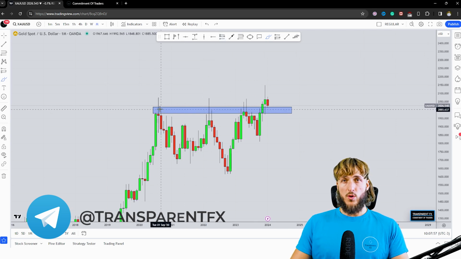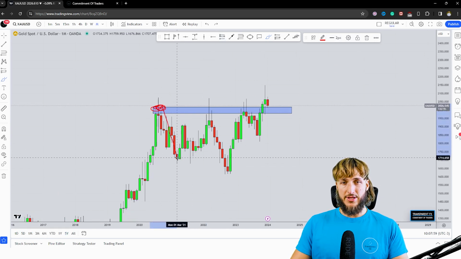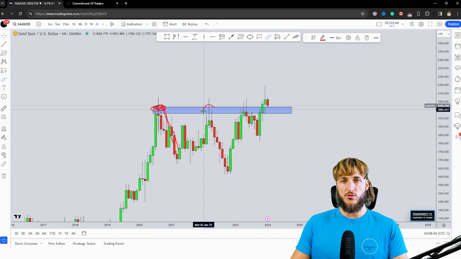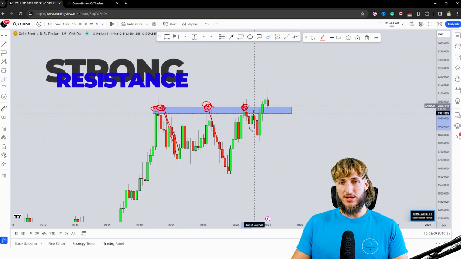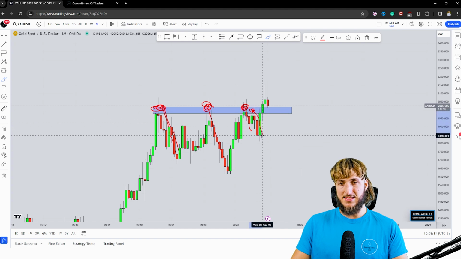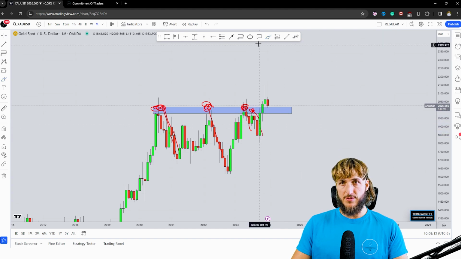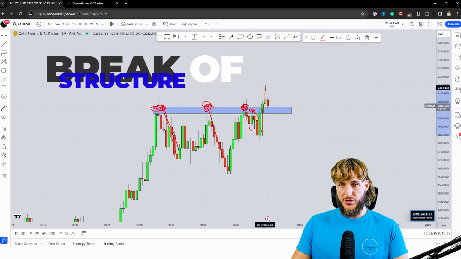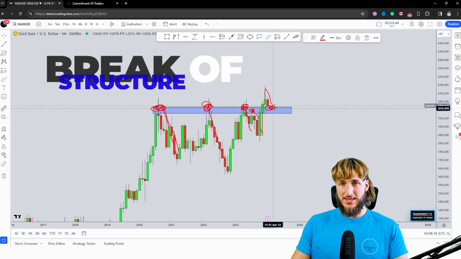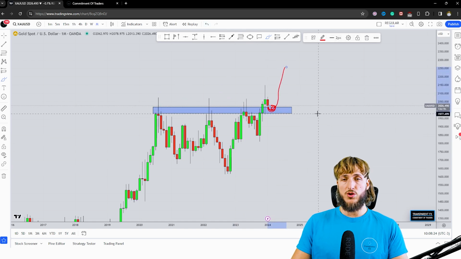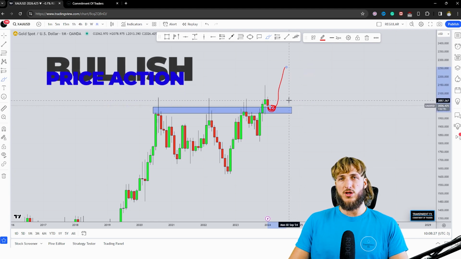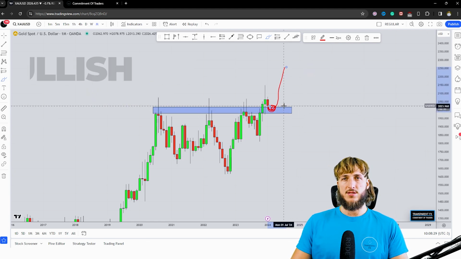Now, this level was a quite strong zone because it got rejected to the downside multiple times. In fact, we can see here how the market tested this zone and rejected it to the downside. Again here, tested and rejected. And again here, tested, rejected, and again here, tested and rejected to the downside. After, the market broke above that zone, and currently it is retesting it as support. So since the market is testing this previous monthly resistance turned support, we could expect some bullish price action to be created away from this zone.